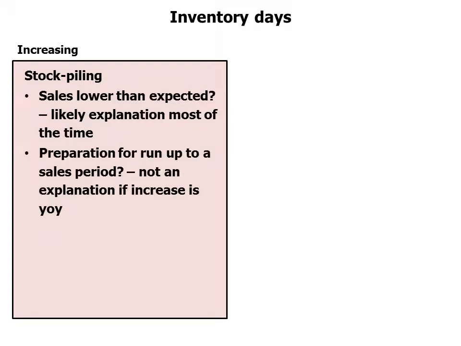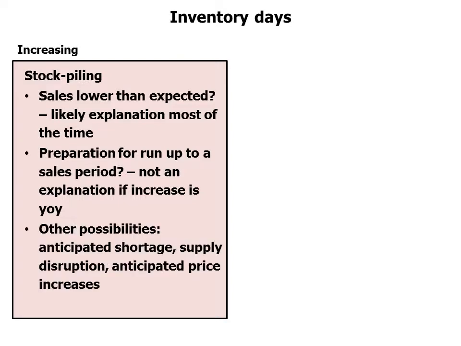Alternatively, if it is a seasonal business, there might be a stock building in preparation for a run up to a sales period. But this is unlikely to be an explanation if the increase in inventory days is on a year-on-year basis. It would be an explanation on a quarter-on-quarter basis at seasonality. Other possibilities to explain stockpiling would be that the firm is anticipating shortages or a supply disruption, or indeed anticipating a potential future price increase and is buying in now to avoid the shortage, the supply disruption or the price increase at a later date.